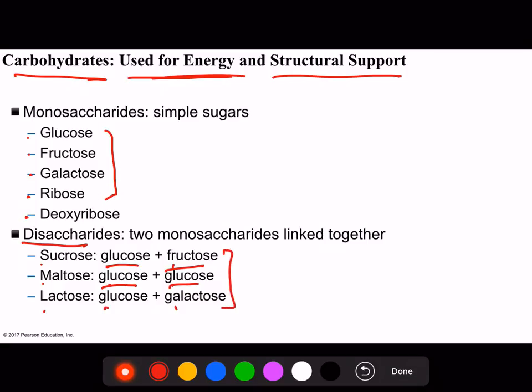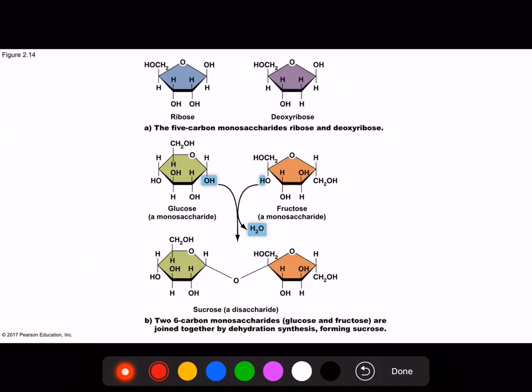I'm not really interested in you knowing what forms what. Just be familiar with the names, okay? And also, I'm not really interested in you knowing the chemical structures, or how the reaction is happening. Just understand that we can start with simple sugars, and through dehydration synthesis we can get a disaccharide.